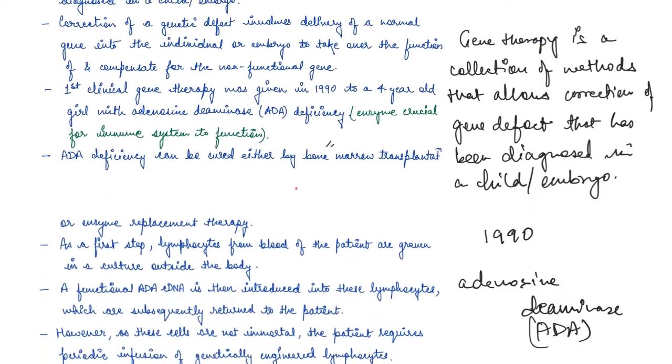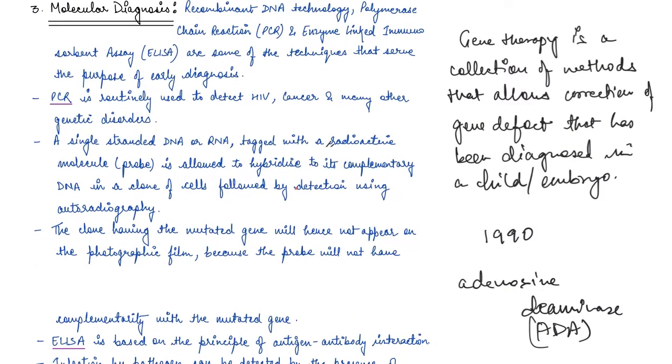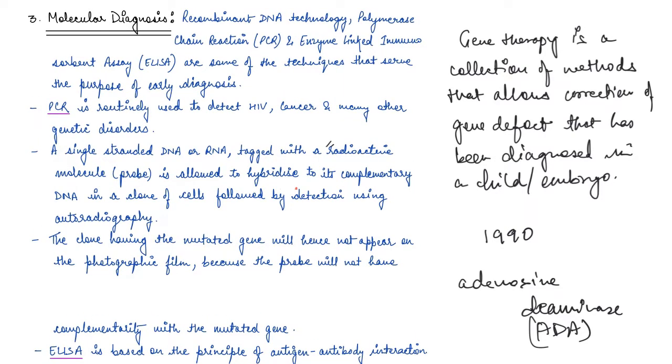Now the third process is molecular diagnosis, right? Guys, we said that for gene therapy to be started, we have to diagnose that particular disease as early as possible. That means for effective treatment of a disease, early diagnosis and understanding of its physiology is very important. Now, if we talk about conventional methods of diagnosis, like urine analysis, serum analysis, blood analysis, right?